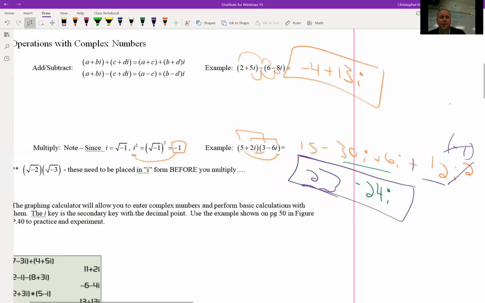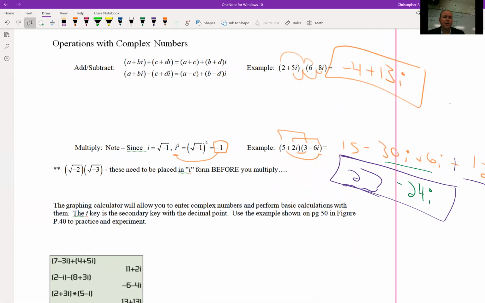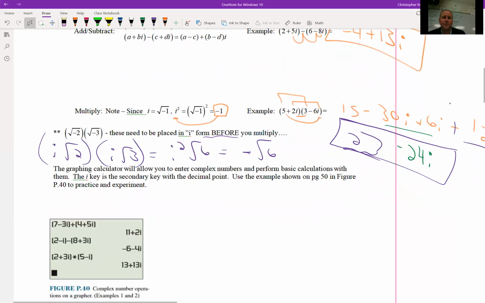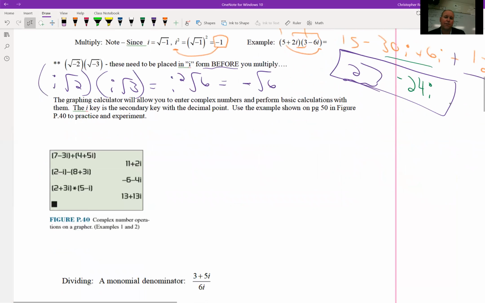All right, so one thing that we shielded you from in Algebra 2 is we don't make you deal with this too much, right? These are both square roots, so we can actually multiply these things together. So we want to put it in i form before you multiply when we run into these. So this is actually i root 2 times i root 3. So this becomes i squared root 6. i squared is -1, so it's negative root 6. Becomes our final answer.